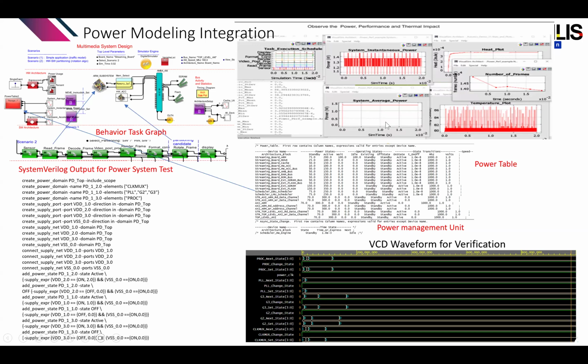The output is not only the plots, but you can also get a waveform to see at what point, in what state each of the devices were. So you can see whether a number of devices are in the high active state versus the majority of them being in the standby state. So you get a different power profile. And of course, also the SystemVerilog and UPF files to use with the semiconductor teams, to provide them the data to start doing the testing.